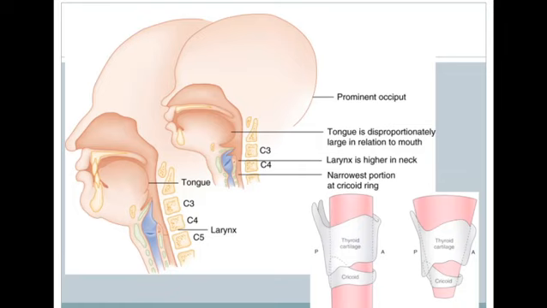Okay. And if you move on to the larynx, the position of the larynx is higher in kids, in babies, compared to adults. It's at C3 and C4 cervical vertebra in babies. And as we grow, the larynx descends to C4 to C6.